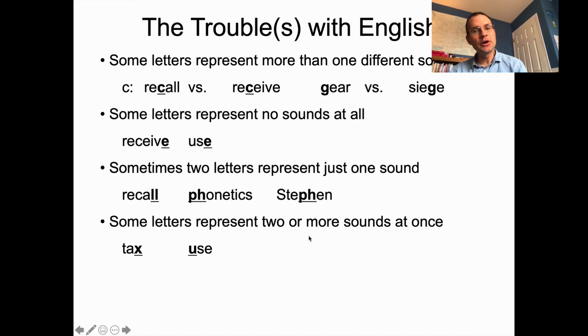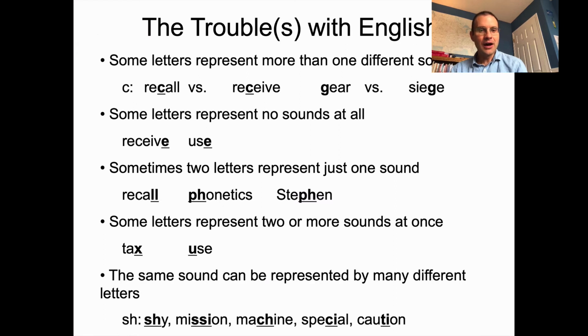Some letters represent two or more sounds at once. Oh, yeah, sorry. The funny part of the PH in Stephen is that it's a V sound, and the one in phonetics is an F, so that's involving two different problems at once. We're using the same letter sequence to represent more than one sound. So yeah, headache after headache for the English spelling system. Some letters represent two or more sounds at once, like the X in tax is a classic one, so it's a K-S sound. U's as well, like up here is a U, rather than just a oo or a ya or what have you.